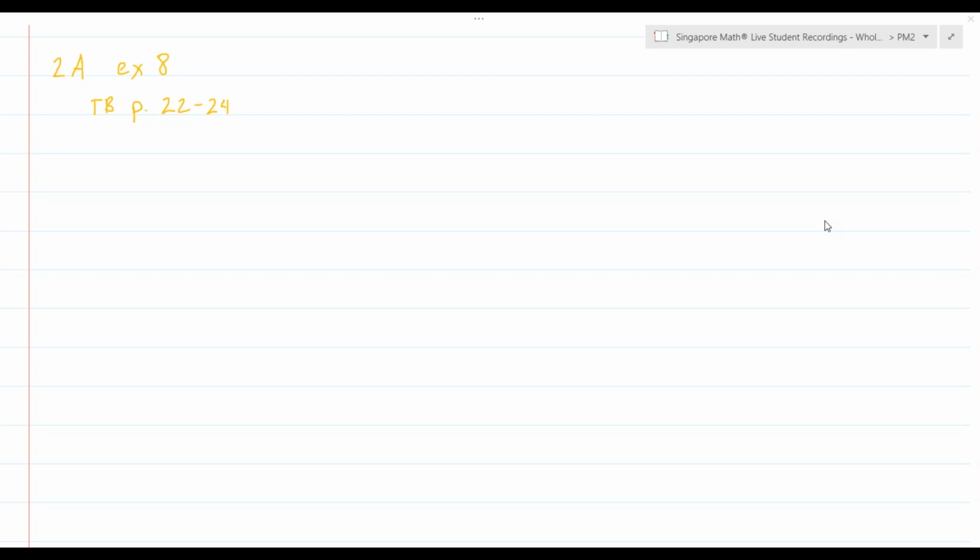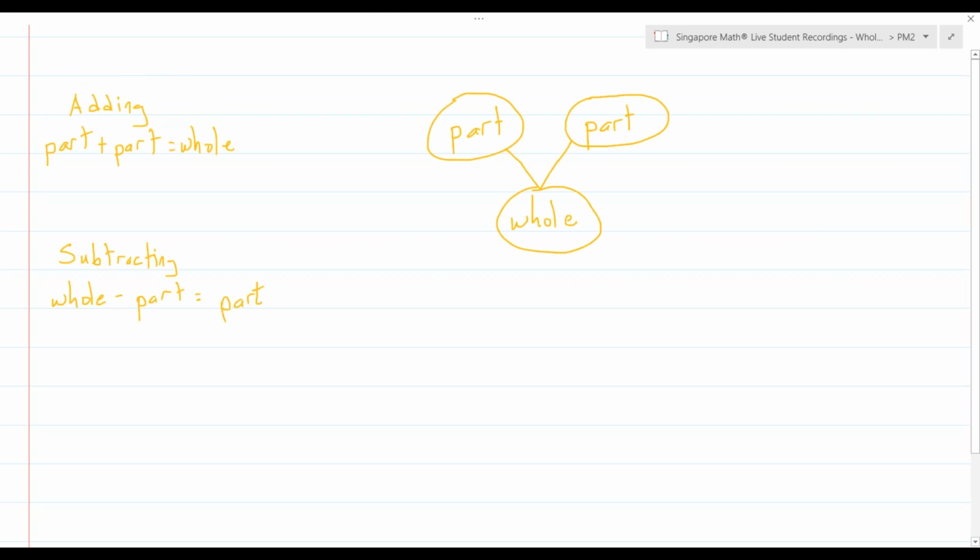Today we're going to talk about Workbook 2A Exercise 8, and we'll look at pages 22 through 24 in the textbook. Start thinking about adding and subtracting. When you think about the word adding, think about taking two parts and adding them together, and when you do, you get the whole value. Subtraction is when you take a whole thing, you subtract one part, and you find the other part. So think about numbers that way.